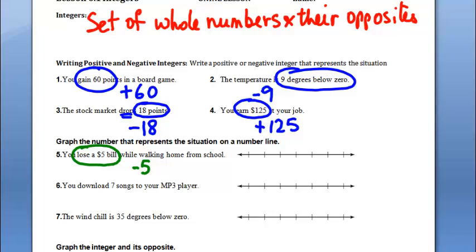In this case, I would rather go with 1 and then the 0, and then I want to go with -1, -2, -3, -4, -5. Alright, so go ahead and graph it at -5.